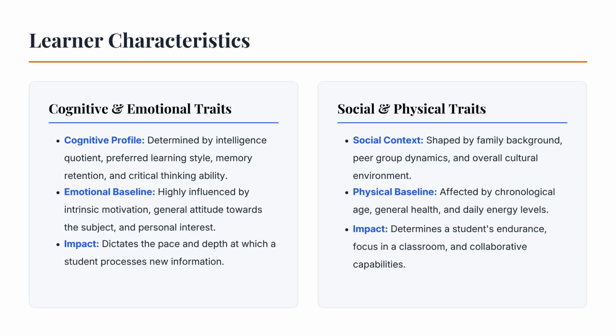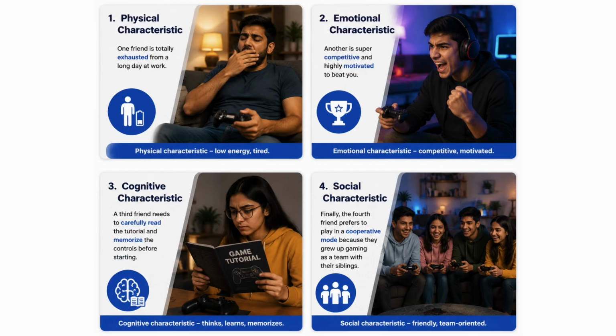Now, imagine trying to teach different friends on how to play a video game. One friend is totally exhausted from a long day at work. That's a physical characteristic. Another is super competitive and highly motivated to beat you. That's an emotional characteristic. A third friend needs to carefully read the tutorial and memorize the controls before starting. That's a cognitive characteristic. Finally, the fourth friend prefers to play in a cooperative mode because they grew up gaming as a team with their siblings. That's a social characteristic. As a teacher, you have to adapt your teaching style to match who is in front of you.